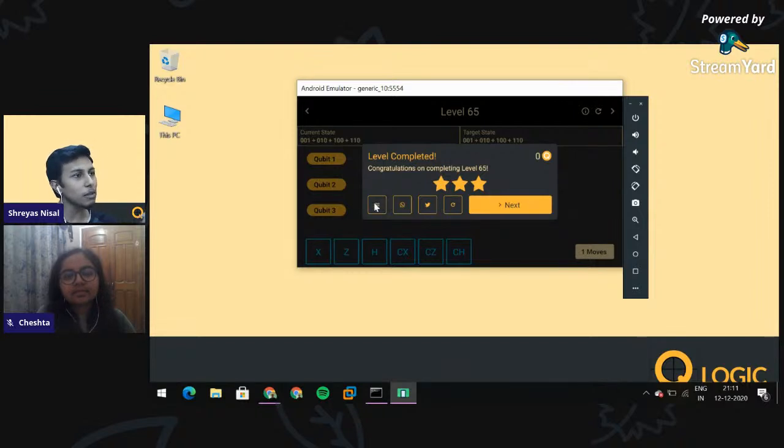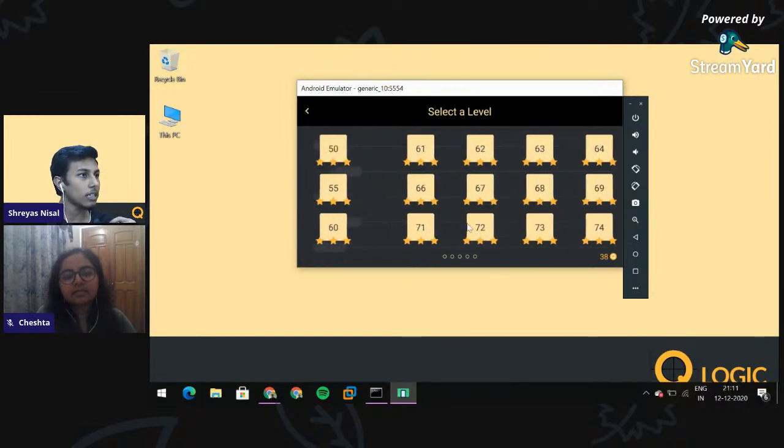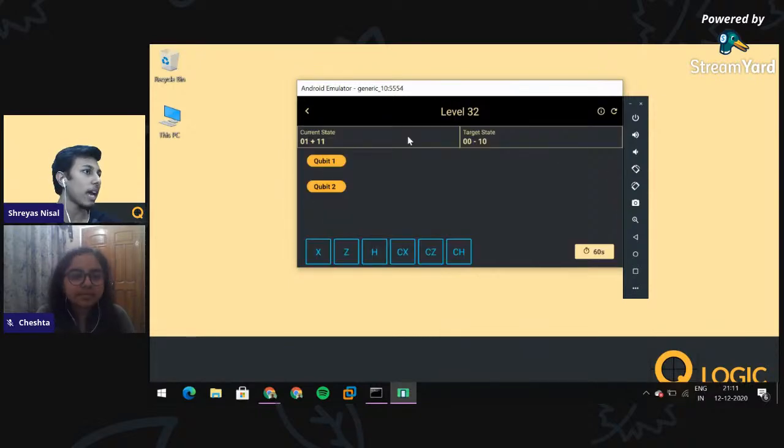So that was about levels with increasing difficulty. Now let's look at a timed level. We mentioned that there are also some timed levels in our game. So we have level 32, and now you can see instead of keeping count of my moves, it's keeping count of my time. What I have to do is convert 01 plus 11 to 01 minus 10.